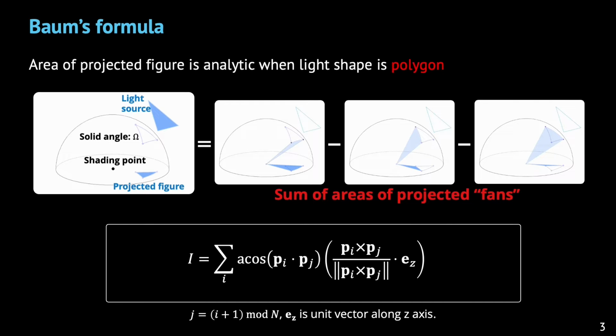More elaborately, the area of the projected figure is analytic when the light shape is a polygon. In this slide, a triangle is projected on the hemisphere. For each of the three edges of a projected triangle on the hemisphere, we can define a thumb by connecting the edge with the center of the hemisphere. In fact, the area of the projected figure on the shading plane is the sum of the areas of the thumb projected further on the shading plane. Because the area of a thumb projected on the shading plane can be efficiently calculated using basic algebra, we can also efficiently evaluate the area of the projected figure using the formula shown at the bottom of this slide.